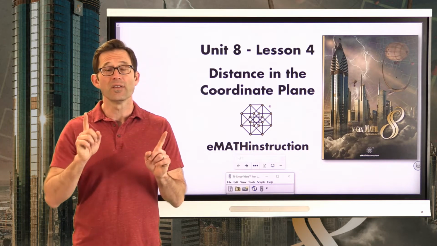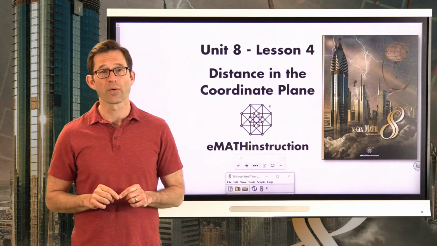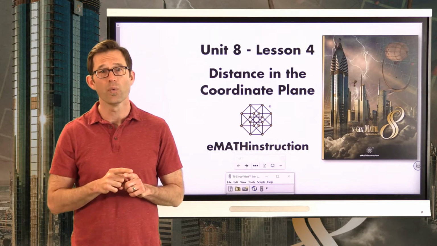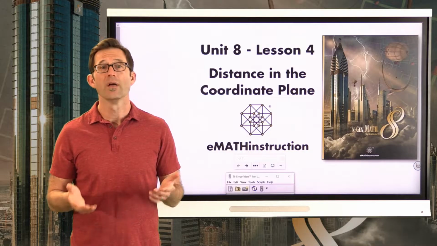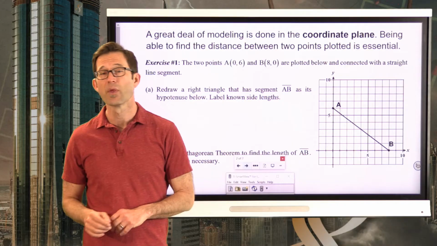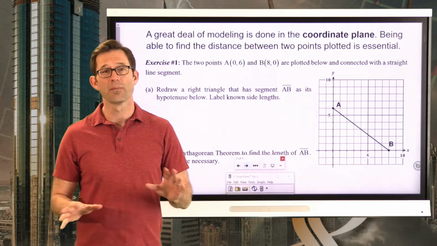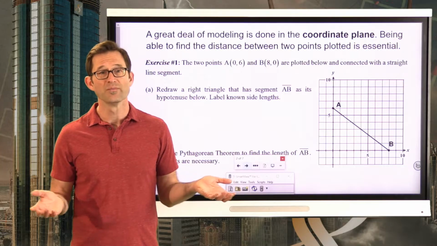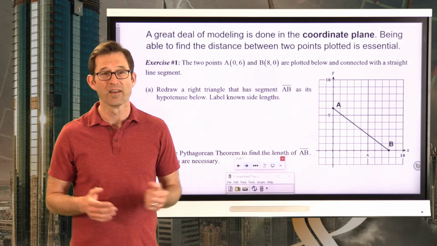In today's lesson, we're going to see how to use the Pythagorean Theorem to find the lengths of segments that are slanted, if you will, in the coordinate plane. Let's take a look at how that's done in a first simple exercise. Now, you will want your calculators because some of the numbers that we work with today are going to be a bit messy, but just make sure to have them handy and ready to go.